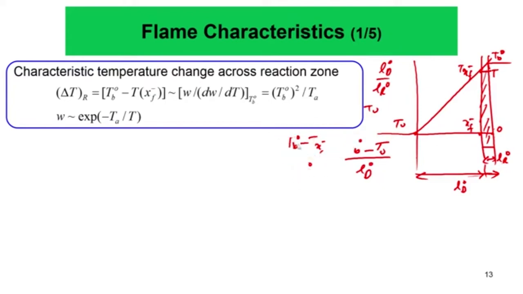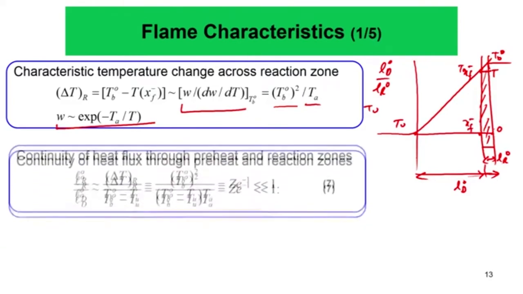We find that out by saying that TB minus TXF is essentially proportional to W divided by dW dt at TB0. If we say that W is proportional to e to the power of minus TA by T, of course there are other things also, and we just take the derivative, we find that it essentially becomes the ratio of TB square divided by TA, where TB is the burnt gas flame temperature and TA is the activation temperature.